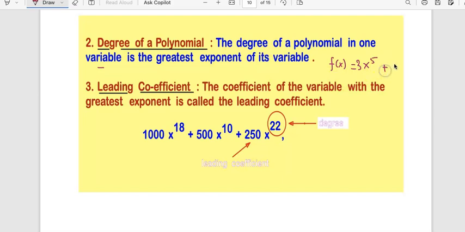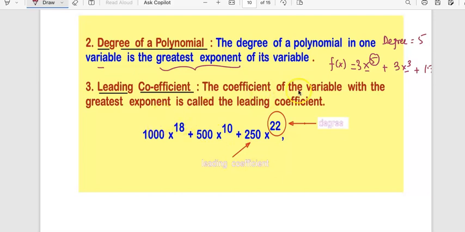Let's take an example. I also have 3x to the power 3, then I have just 17. So the degree of a polynomial in one variable, and one variable means this x over here, is the greatest exponent of its variable. So the greatest exponent is 5. When I say the degree of this, I write degree is equal to 5 for this polynomial function over here.